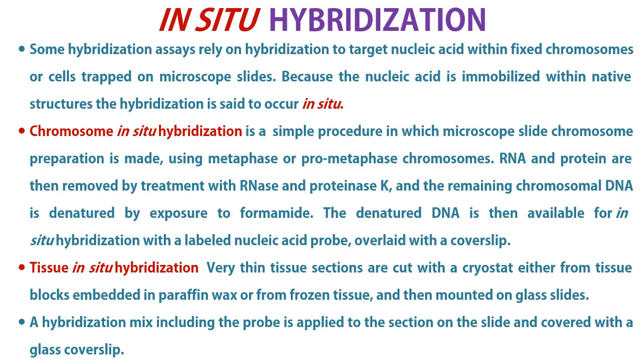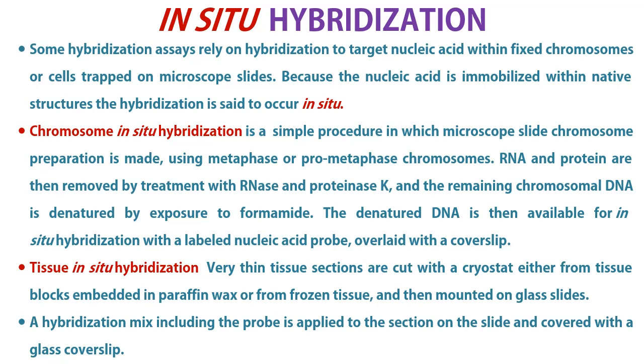Chromosome in situ hybridization is a simple procedure in which a microscope slide chromosome preparation is made, using metaphase or prometaphase chromosomes. RNA and protein are then removed by treatment with RNase and proteinase K, and the remaining chromosomal DNA is denatured by exposure to formamide. The denatured DNA is then available for in situ hybridization with a labeled nucleic acid probe, overlaid with a cover slip.